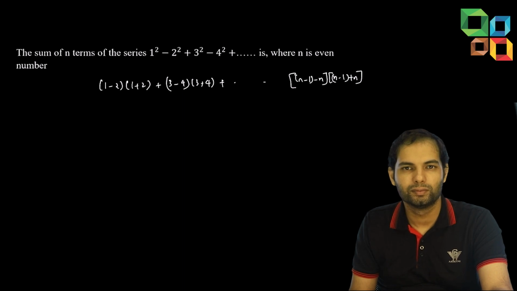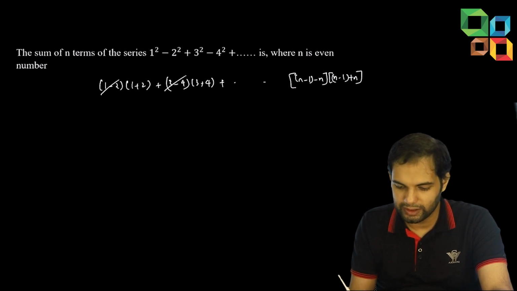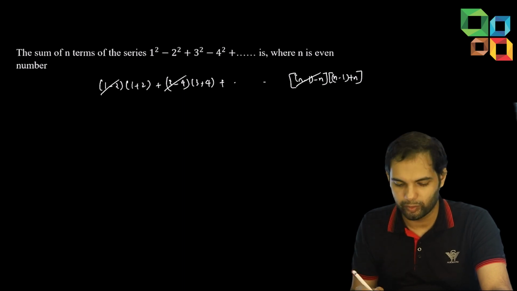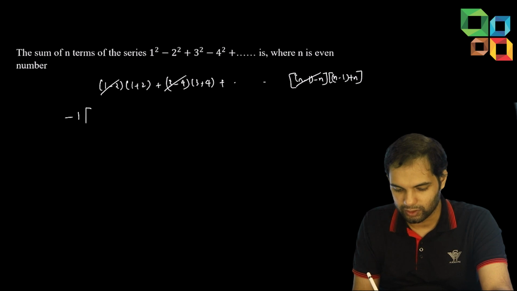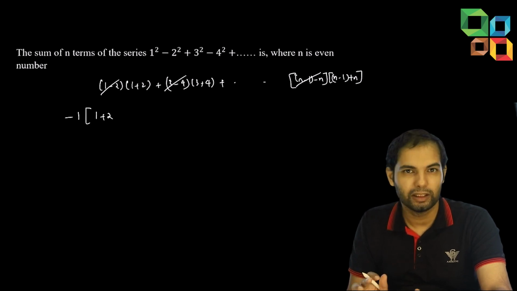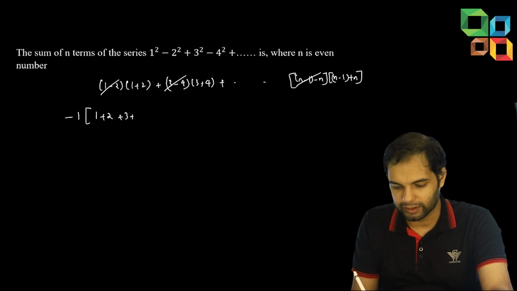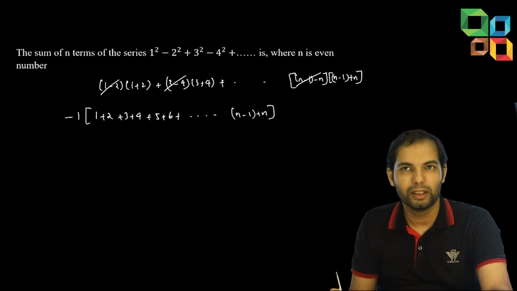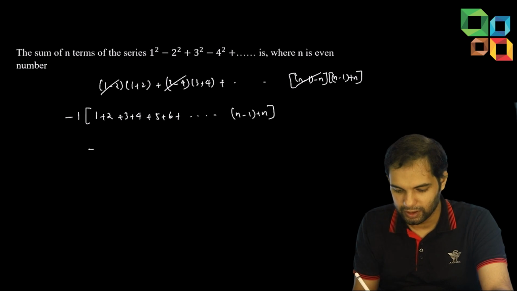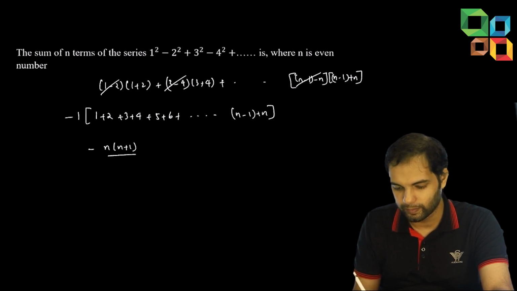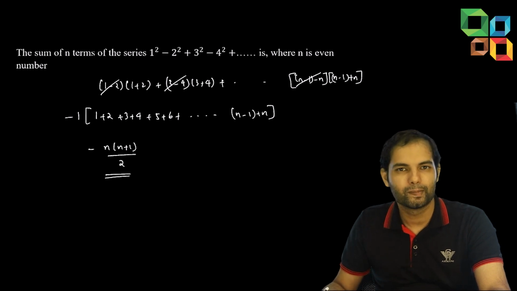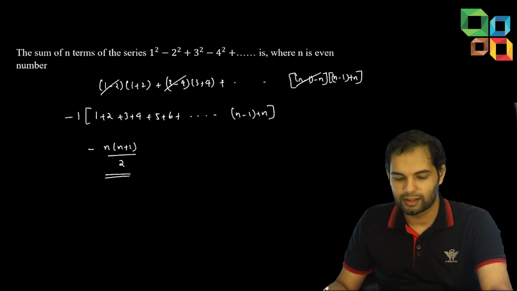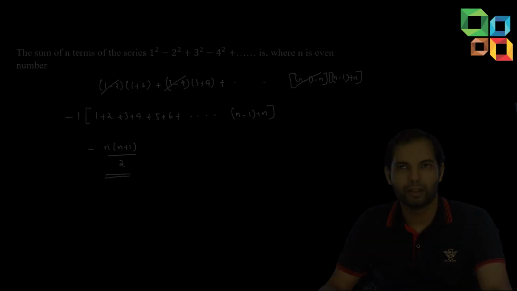Then we notice that minus 1 is common in all of them. The first term comes out to be minus 1, so I'll put it out. The remaining terms are 1 plus 2 in the first term, 3 plus 4 in the second, 5 plus 6 next, and so on, and the last term is n minus 1 plus n. We know this summation, we have done it multiple times. It is n into n plus 1 by 2, the sum of the first n natural numbers, with a minus sign. So the final answer is minus n into n plus 1 by 2.